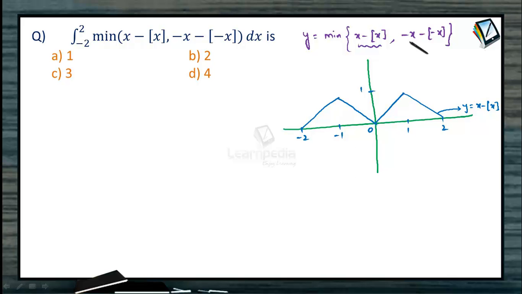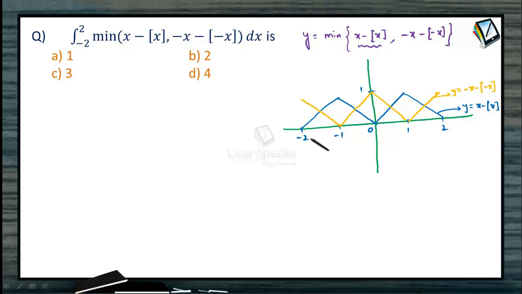Now how will the graph of minus x minus [minus x] be? Yes, between 0 and 1, the graph decreases from 1 to 0. Then from 1 to 2, the graph is again increasing from 0 to 1. And from minus 1 to 0, the graph increases from 0 to 1. And from minus 2 to minus 1, the graph decreases from 1 to 0. Right? So this is the graph of y equals minus x minus [minus x].